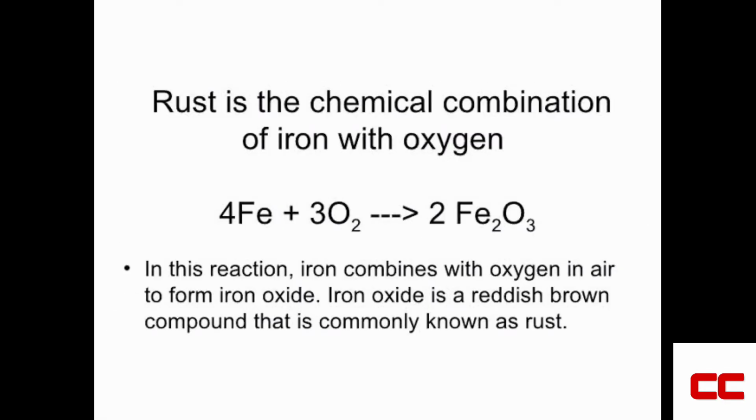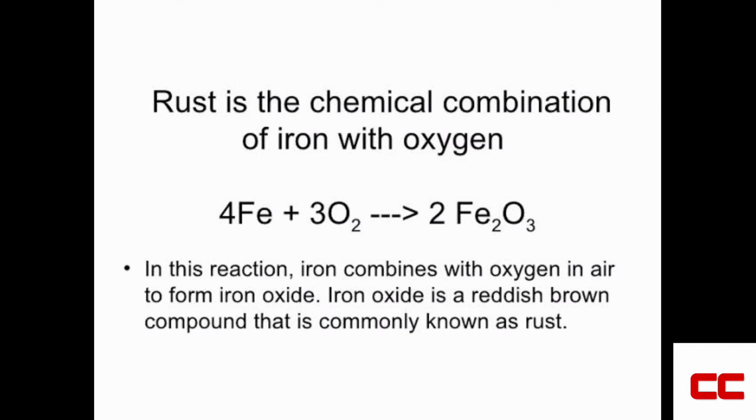So let's look at the chemical equation of the process called rusting. Here we have to talk about rust and its chemical equation. Rust is the chemical combination of iron with oxygen. Once again I am reading it for you. Rust is the chemical combination of iron with oxygen. 4Fe plus 3O2 gives rise to 2Fe2O3. That means 4 molecules of Fe and 3 molecules of O2 give rise to 2Fe2O3.